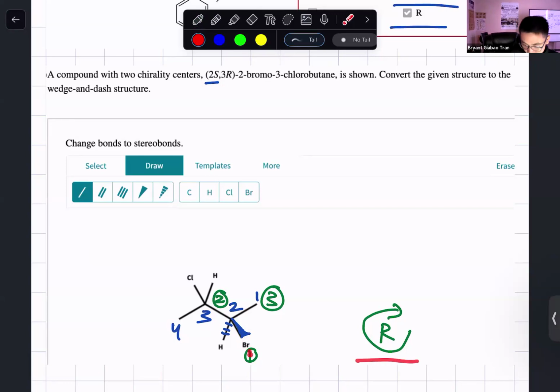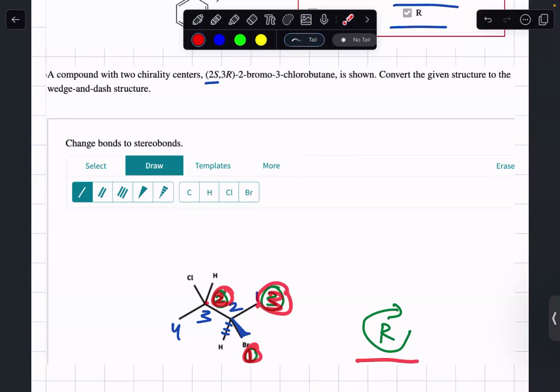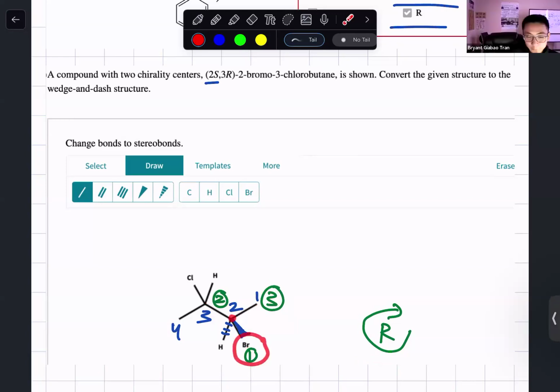Does that make sense, why bromine is number 1 and why the carbon is number 2? I thought you assigned the numbers based on the atomic number. Yeah, we assign by atomic number. Bromine has the highest atomic number compared to carbon 2. That's why bromine is number 1. Okay. Does that make sense?